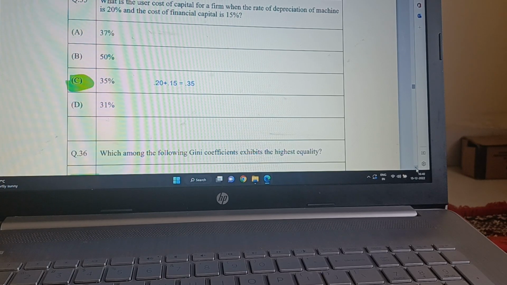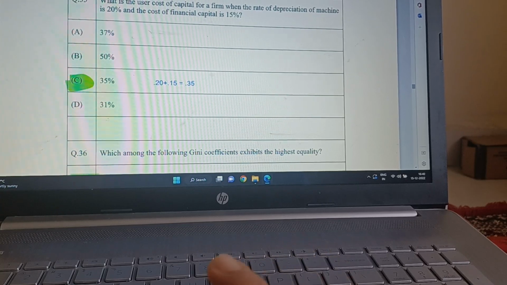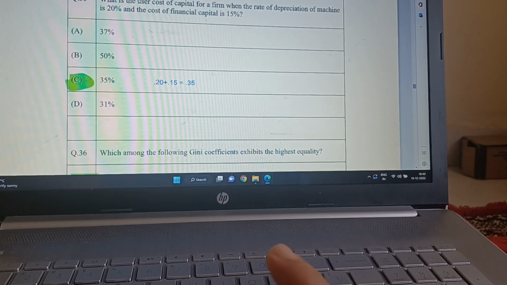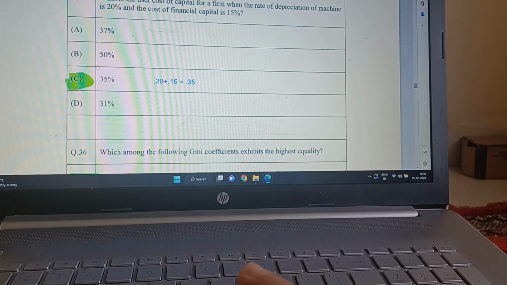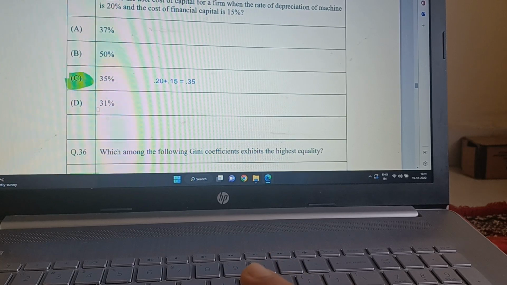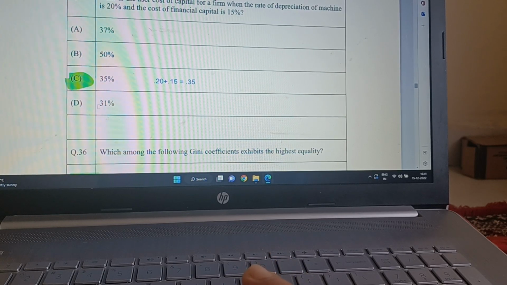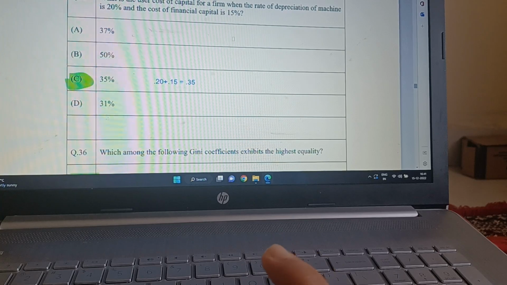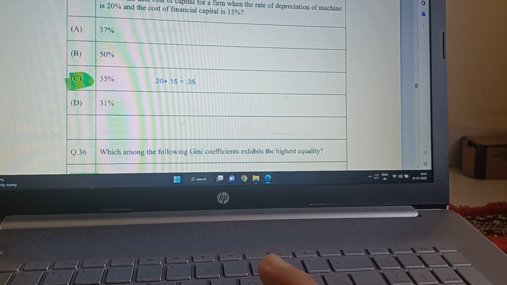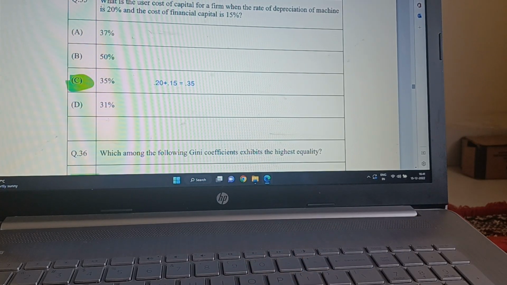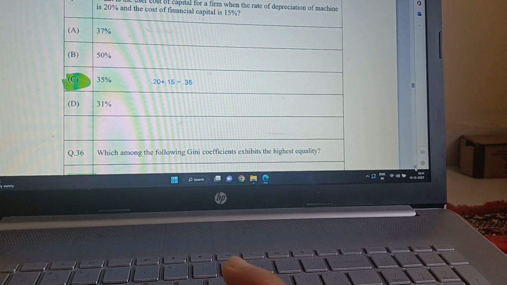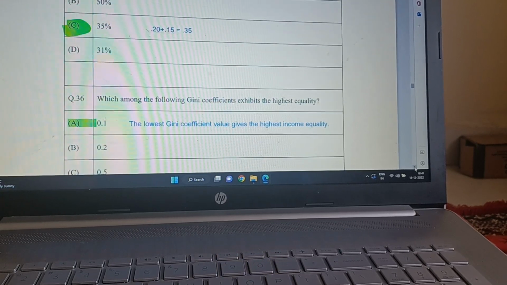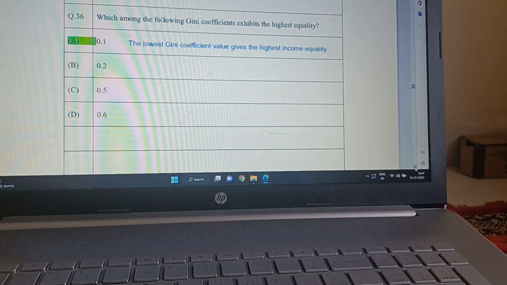35% is the answer. The other 50%, no way, it doesn't make sense. 37% can be there because it is close to 35%, but it doesn't calculate anyway. 31%, well, it can happen when we take this 85, means we deduct this 85 and then again take 20% of that, then it may happen, but all these are wrong options just to confuse you, or at least they have to complete the 4 numbers, and that's why they give these numbers.